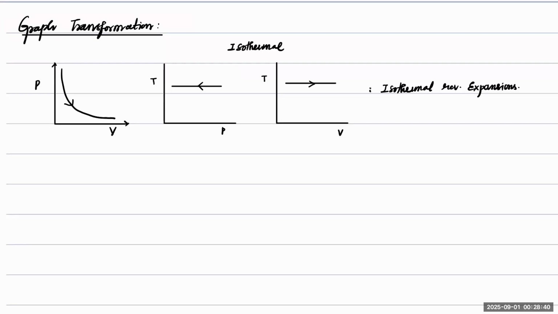Likewise, we can have isobaric. Likewise, we can have isochoric. What if we have combined graphs? Suppose a graph is like this, where we have a pressure and volume graph, but now it is given as a cyclic process. And this is how the cyclic process has been given.